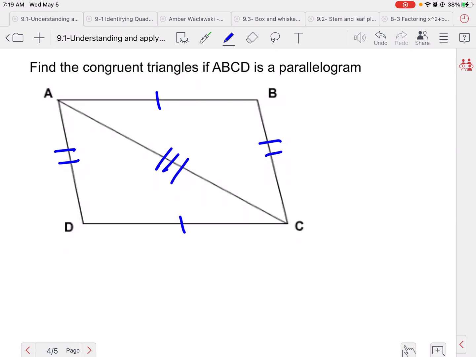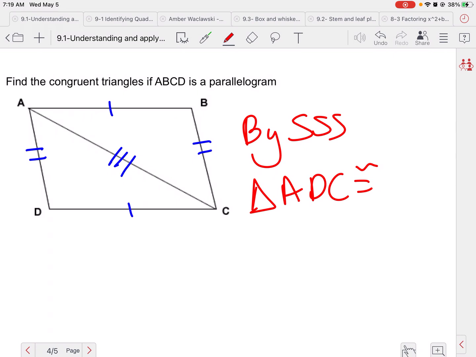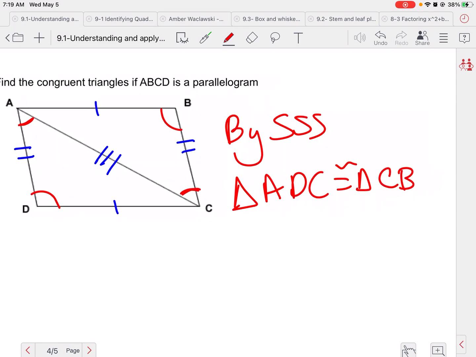So again, we kind of did this a little bit yesterday. Now I have side, side, side, and side, side, side again. So I know by side, side, side that triangle ADC is congruent to triangle. Well, D and B go together, right? Because if I were to turn that triangle, you could see that. So I know the B is going to be in the middle. And then I know that angle A actually goes with angle C on this triangle. So it's going to be CBA. So make sure again that you're matching up those correct angles for everything.